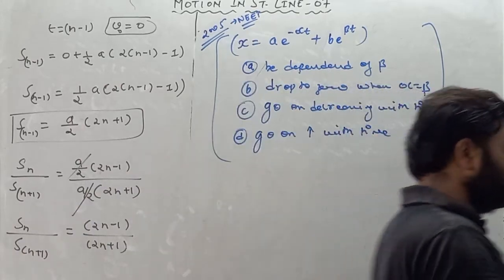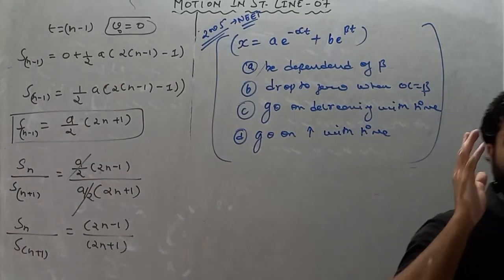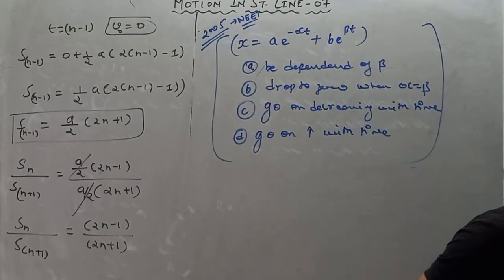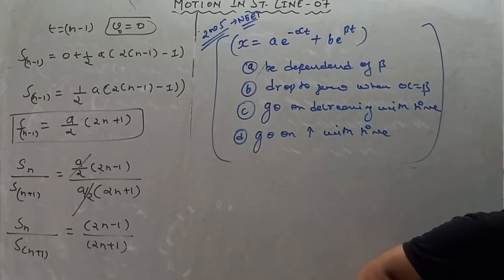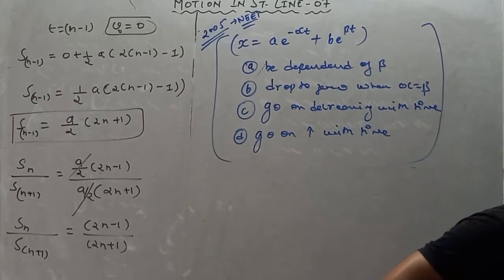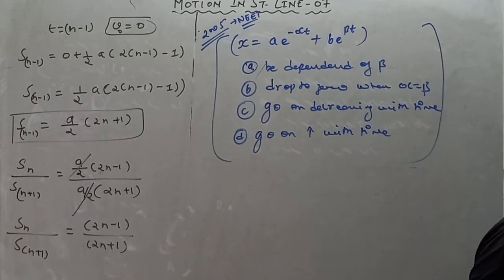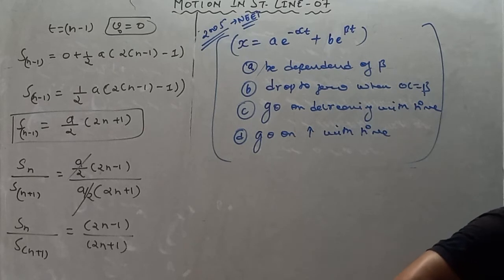Try to solve by your own. Pause the video and try to solve by your own. So the question is, the displacement x of a particle varies with time t as x equals a e raised to the power minus alpha t plus b e raised to the power beta t, where a, b, alpha and beta are positive constants. They are asking what is the relation of velocity. You have to find nothing but the velocity of the particle.